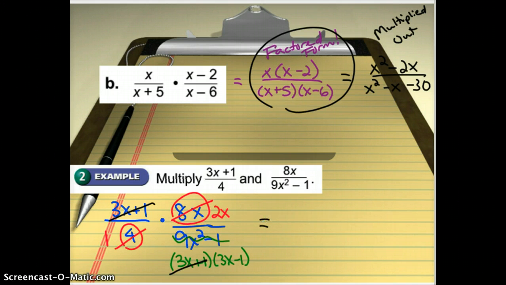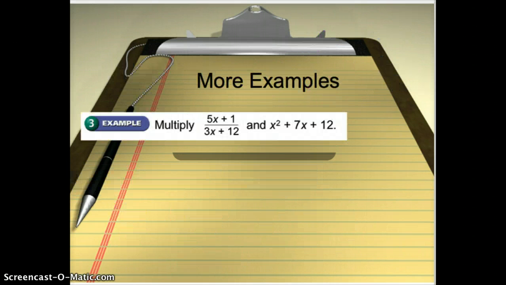So on the top, all that I have left is 2x. On the bottom, that's just a 1. And in my second denominator, all I have left is 3x minus 1. These do not have any common factors. You're done. Okay. I think it would be good for you to try this one on your own if you think you possibly can. So 5x plus 1 over 3x plus 12 multiplied by x squared plus 7x plus 12. So again, I highly recommend trying to factor out these before you multiply them out. It makes it much, much easier.